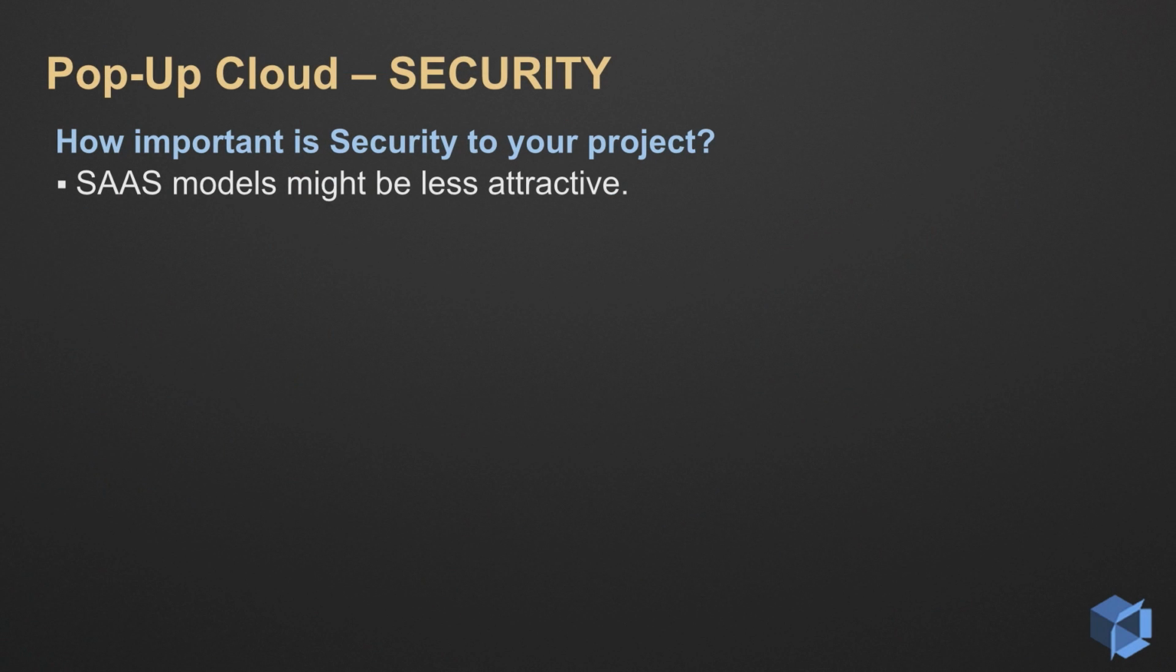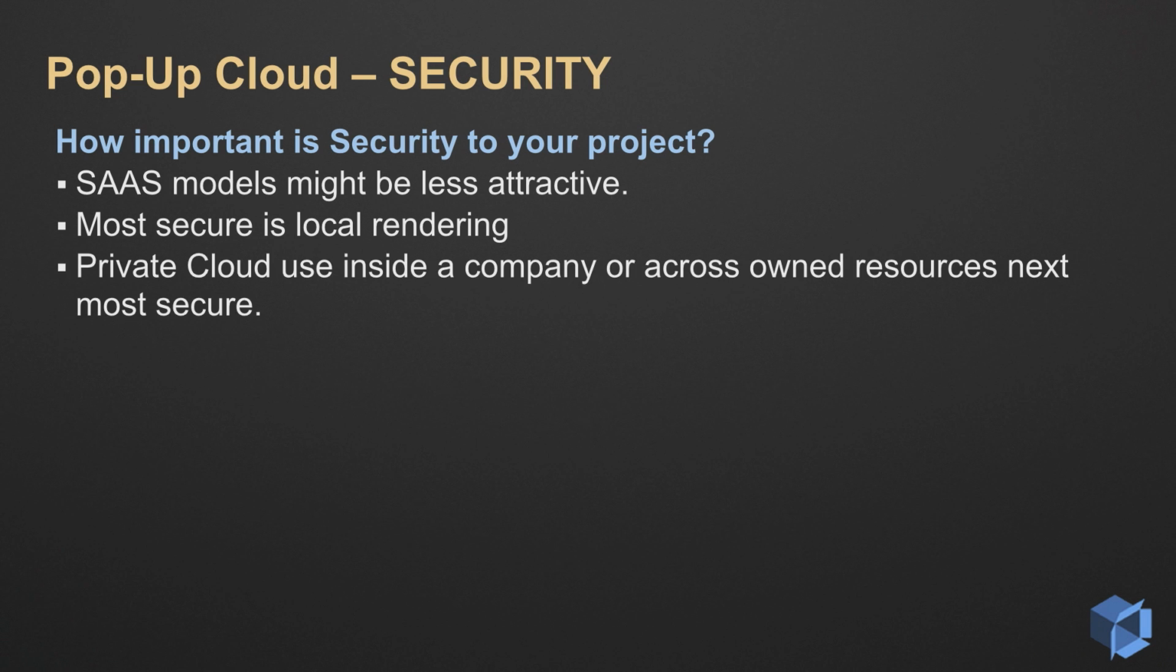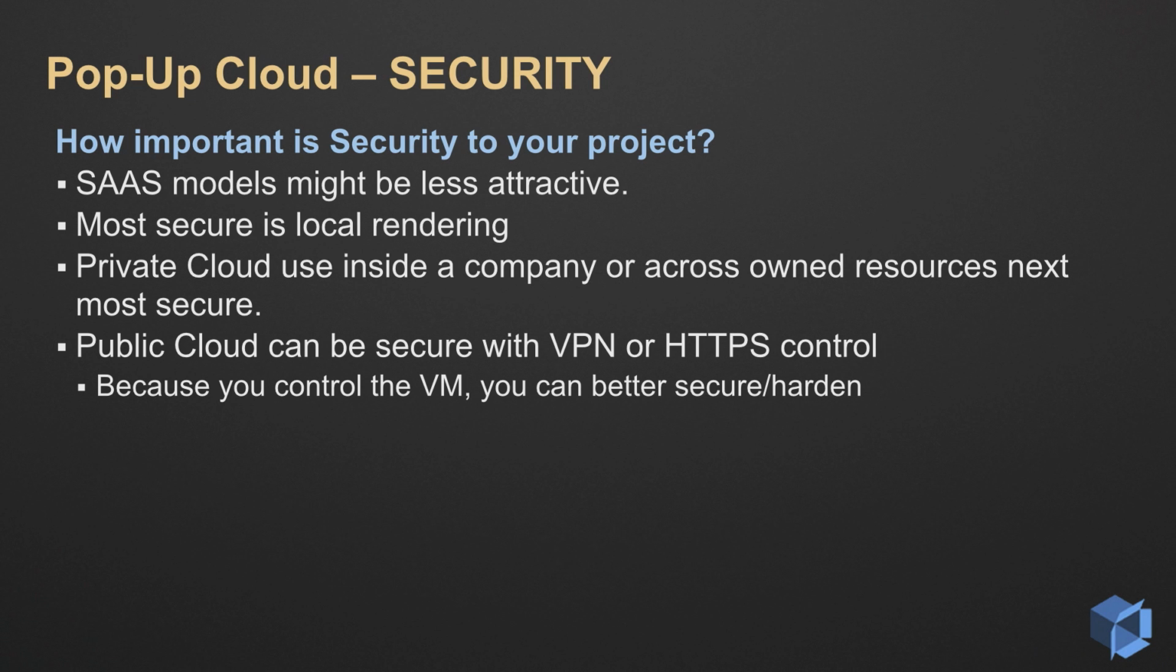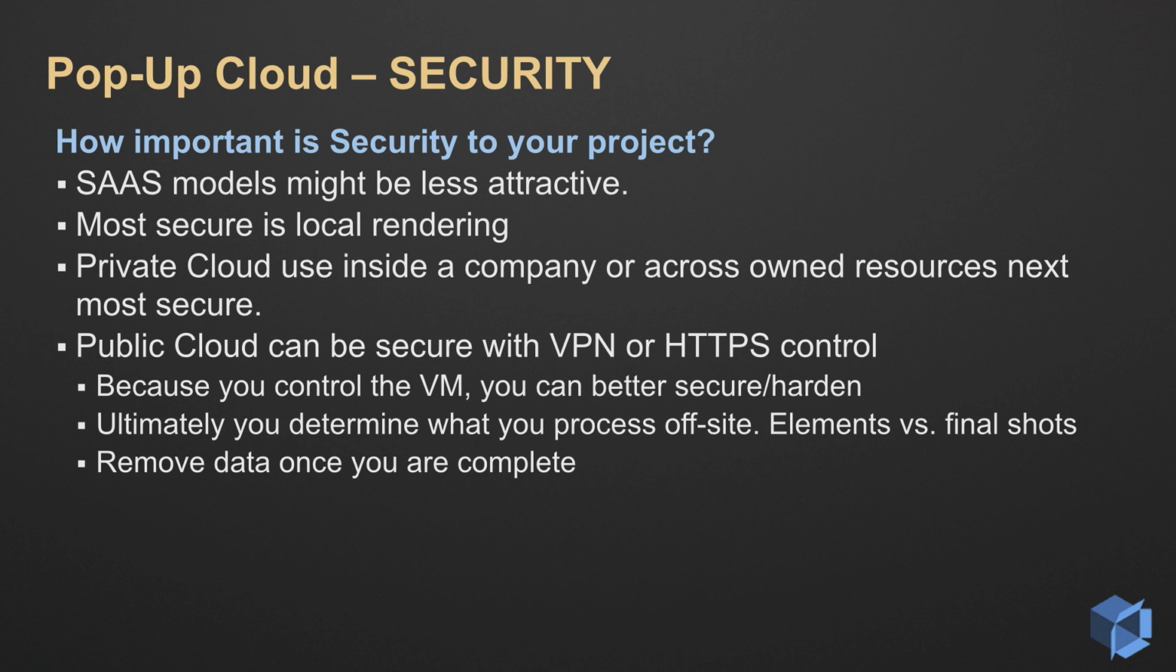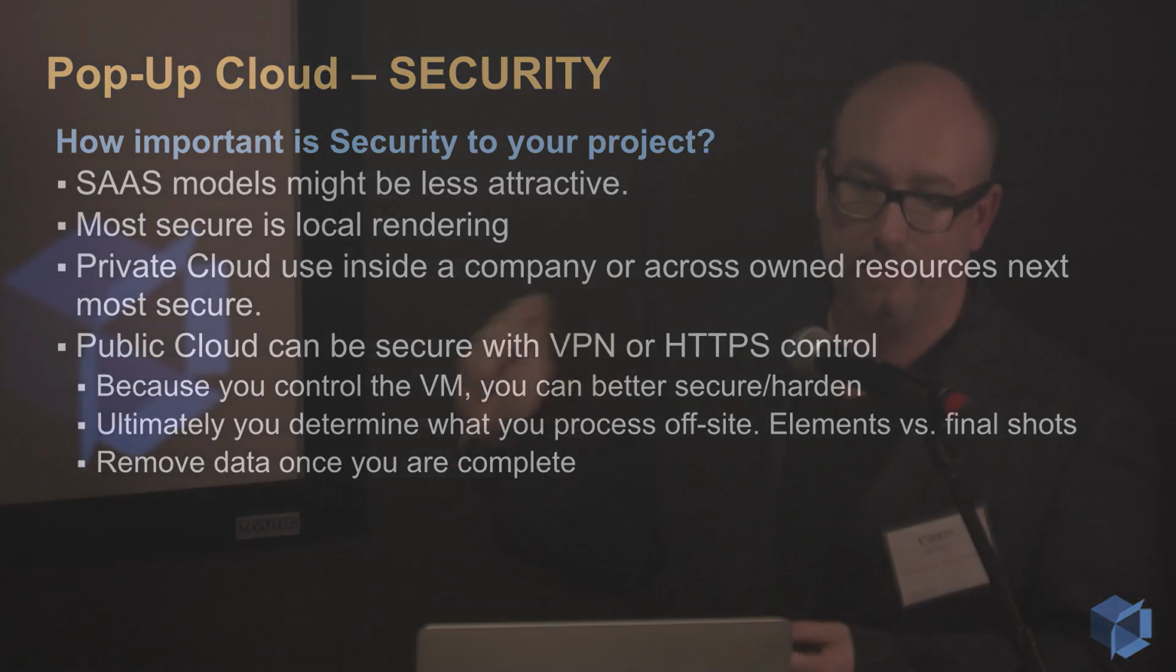So people have come to me and talked about security concerns. And of course, the most secure scenario is local rendering. A private cloud inside your company is the next most secure scenario. But I believe that if you control the public cloud resource and you're synchronizing your data over VPN or HTTPS, and I'm not a security expert, from what I understand though, the transfer of the data is less concerning than the length of time the data is stored in a location. So if you're controlling the VM and you control the environment, you're controlling what you're processing offsite. So rather than processing everything necessarily, you're moving segments or elements rather than the entire final shot. And you can remove the data the moment you've retrieved it. So as soon as the simulation or the task or the render's done, you can pull that data back home and ensure that's secure.